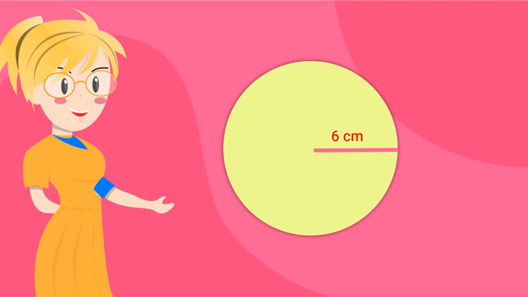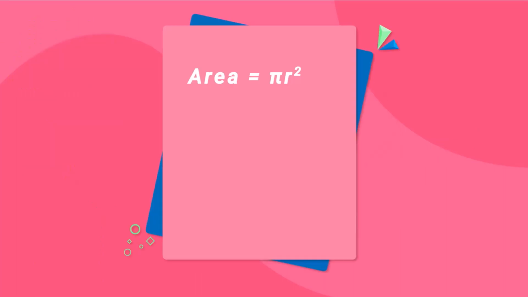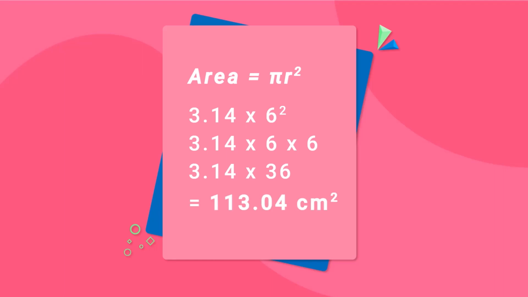Now we have the formula for the area of a circle. Let's solve an example. Let's say we have a circle with a radius of 6 centimeters. How do we find the area of the circle? That's right, pi r square. We say 3.14 times 6 square. 6 square is 6 times 6, which equals 36. Now, 3.14 times 36 is 113.04 centimeters square. Good job, everyone.